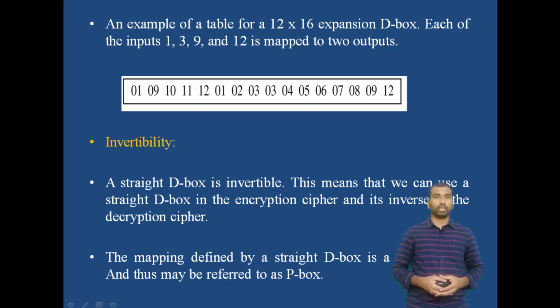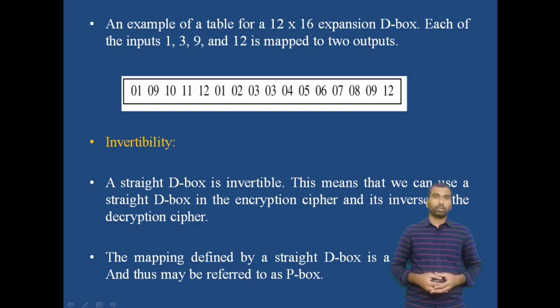Next one is invertibility. A straight D box is invertible. This means that we can use a straight D box in the encryption cipher and its inverse in the decryption cipher, because we have the same number of inputs and the same number of outputs in the straight D box. The straight D box is used in the encryption process and the inverse of the D box is used in the decryption cipher.